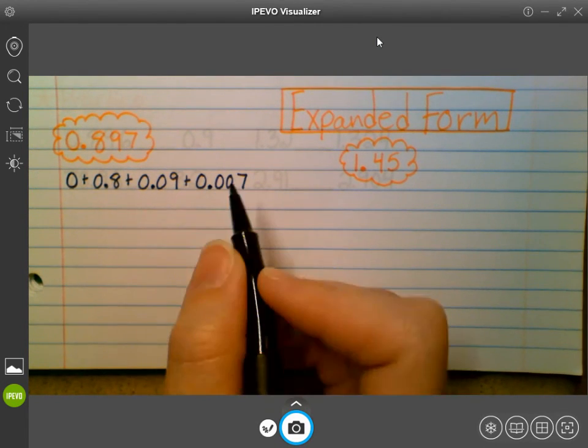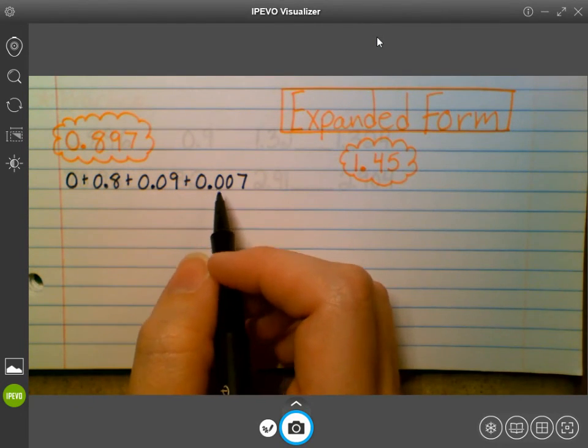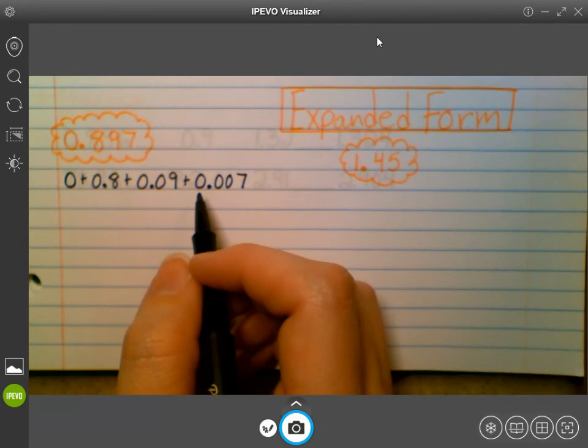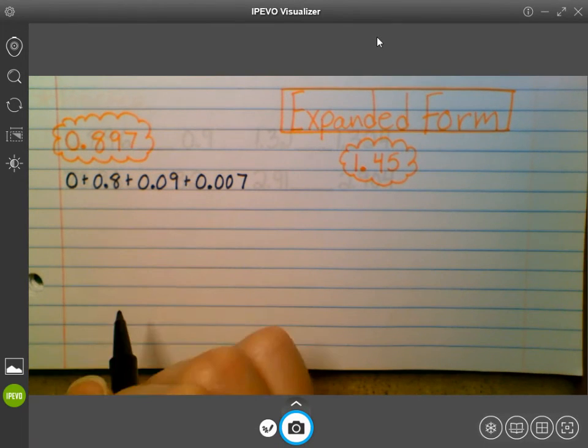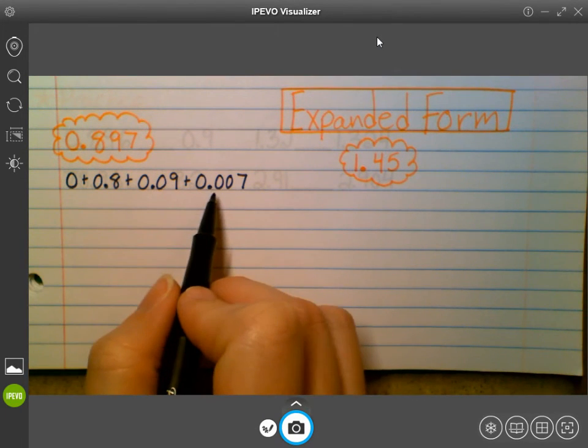That is because if you are going to have a decimal place, you need to have something to the left of it. You can't just go .8. It would have to be 0.8. So that's the way we usually write it.